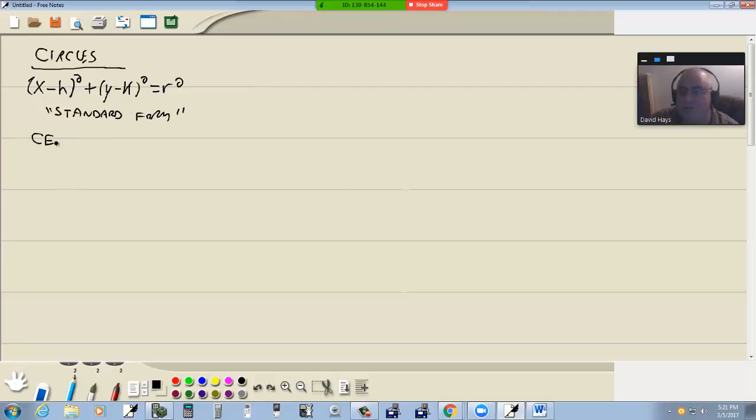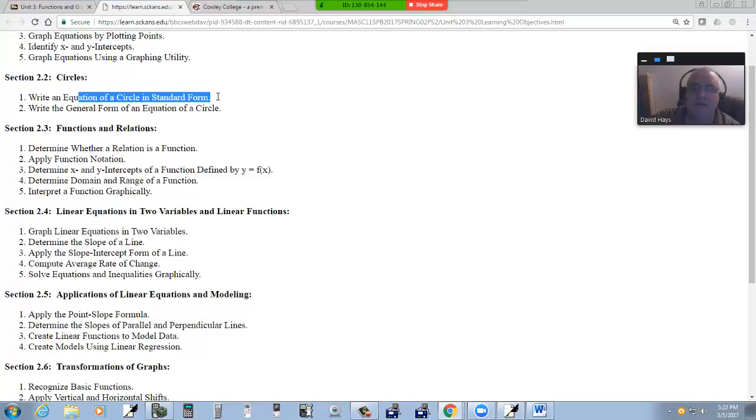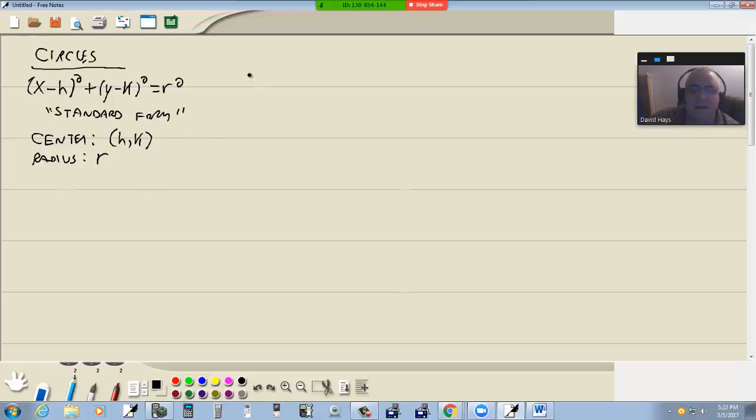And if you've got it in that form, then you can identify where your center is. Your center will be (h, k), and your radius will be r. Now they're saying to write an equation of a circle in standard form. What that implies is that they already give you the center. So let's say the center is (3, -1). And they give us a radius. Say the radius is 4. Now given that information, we want to write the equation of a circle in standard form. So if they give us a center, they're giving us h and k. This will be h, and this will be k, and the radius is going to be our r.